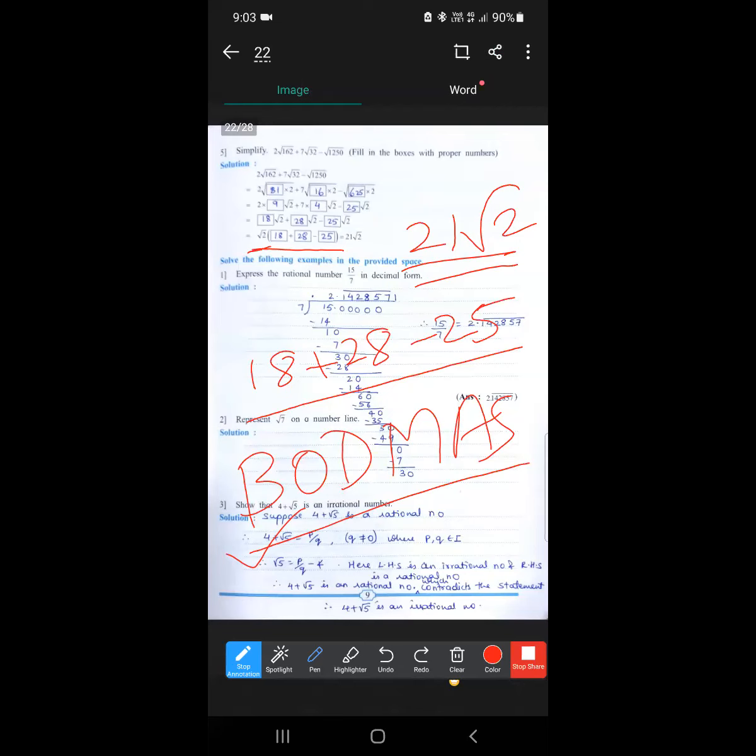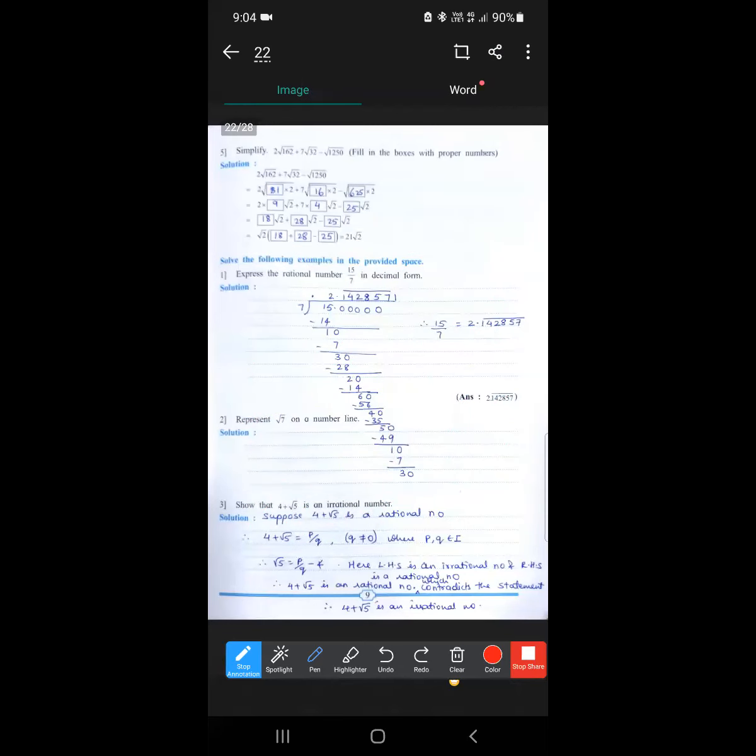So students, from this example, one thing is clear: any question of surds that comes, you need to check whether the surds are similar or not, and simplify to the lowest form, so that you can carry out further mathematical operations. So this was the activity in question number 5.